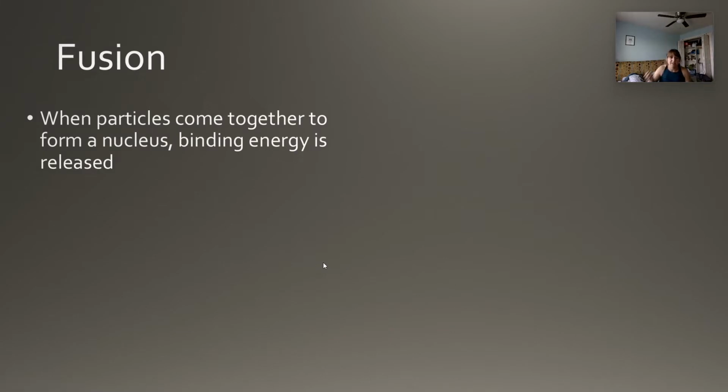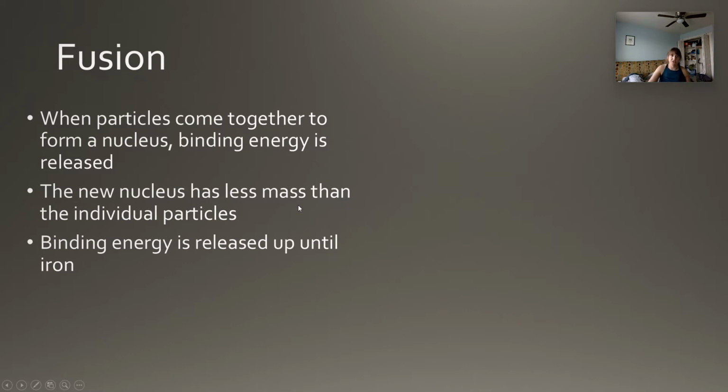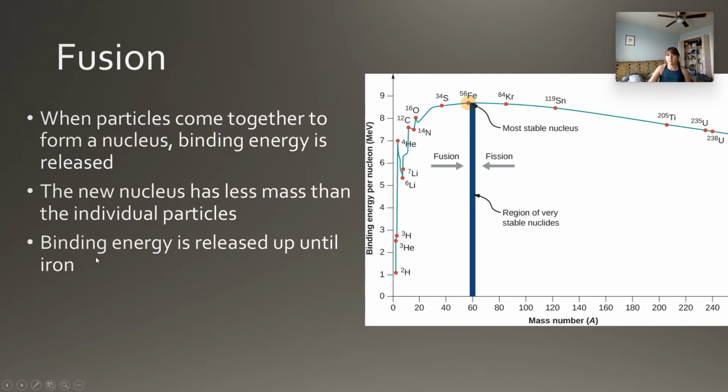So in the fusion process, when particles come together to form a nucleus, binding energy is released. And that's because, let's say we have two protons that come together. They each have some mass. When they bind together in a fusion process, that new nucleus actually has less mass than the individual particles themselves. So that change in mass is converted to energy, which is called binding energy. And binding energy is released up until iron. So elements that are lighter than iron can bind together in a fusion process, which releases binding energy.